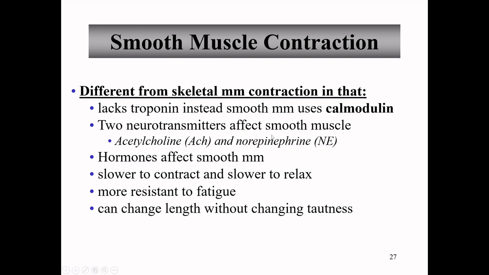We use two different neurotransmitters for smooth muscle. We're still using ACh like we did with skeletal muscle, but now we're also adding in norepinephrine as well. Hormones can have an effect on smooth muscle. It's slower to contract, but it's also slower to relax. It's more resistant to fatigue, and it can change length without changing tautness.